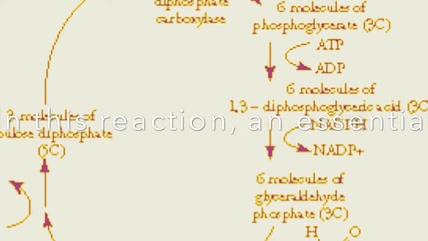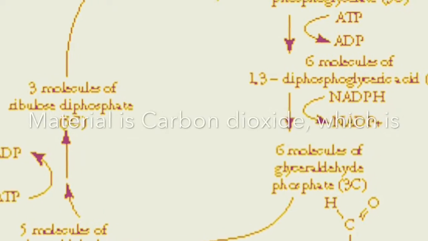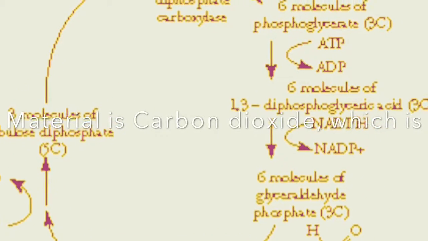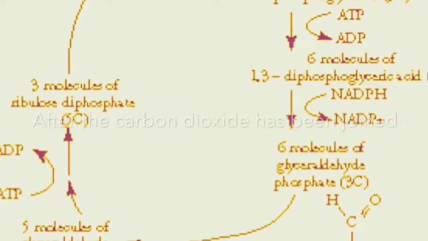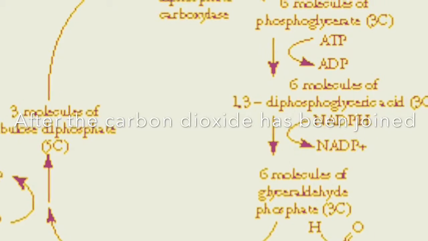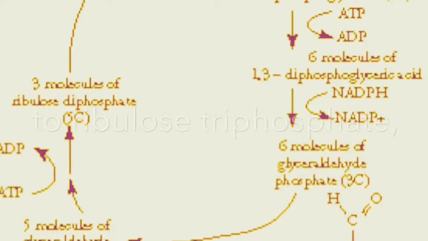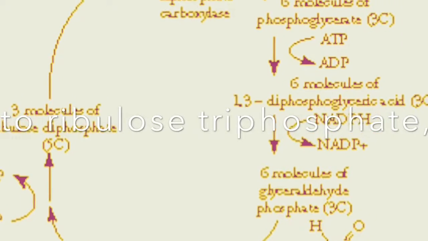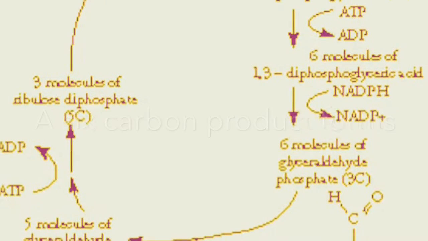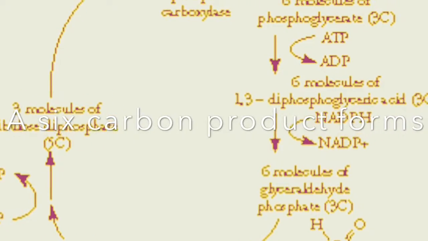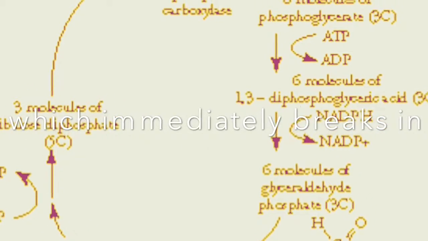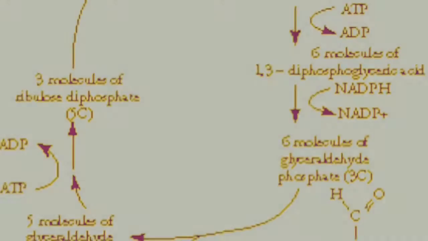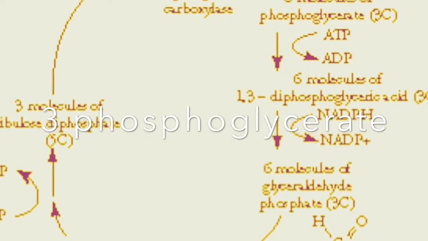In this reaction, an essential material is carbon dioxide, which is obtained from the atmosphere. After the carbon dioxide has been joined with ribulose bisphosphate, a 6-carbon product forms, which immediately breaks into 3-phosphoglycerate.